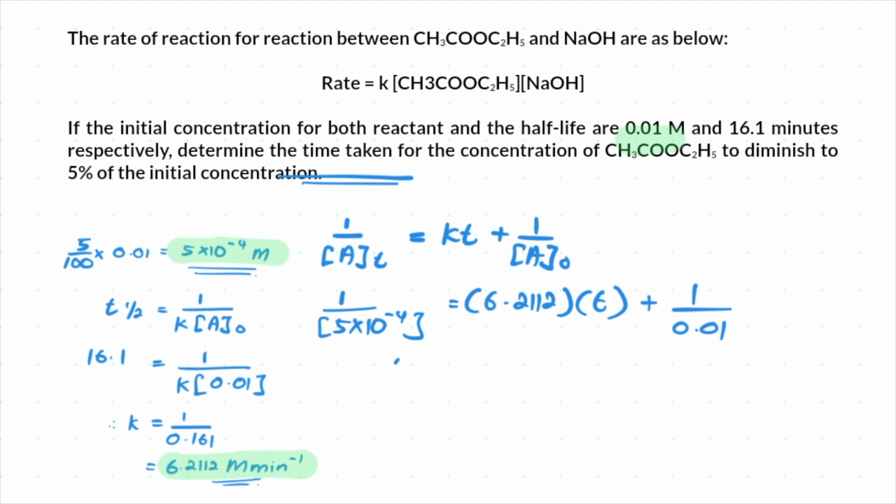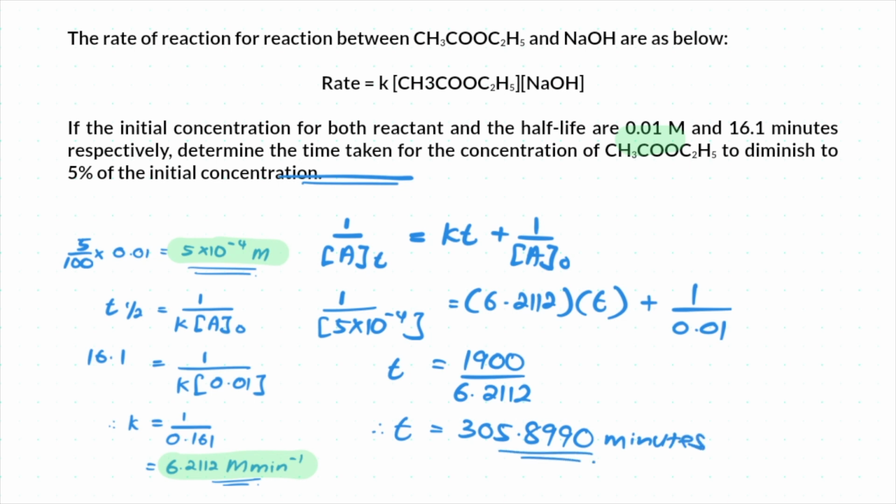So therefore you get your T is equivalent to 1900 divided by 6.2112. Therefore your T is equivalent to 305.8990 minutes. So this is the final answer for the second question.